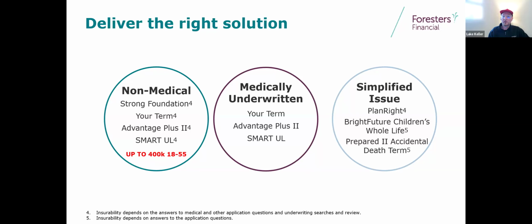Over on the far right, you see our bucket for simplified issue. These are our fastest-to-issue products. PlanRight is final expense, written on an instant decision eApp platform, so you'll know right when you finish the application that the client is approved. Within 48 hours, that's placed in force. Bright Future is a children's whole life policy. It goes up to 75,000.